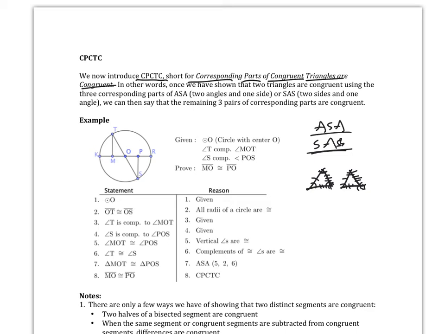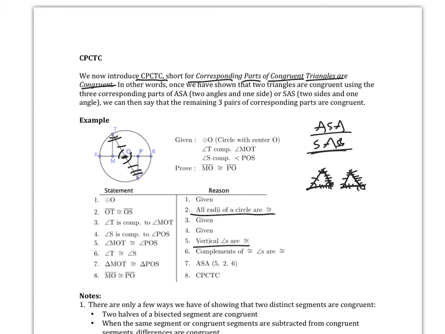Okay, so here we have circle O, center at O, and we know that OT and OS are congruent because all radii of a circle are congruent. Angle T is complementary to angle MOT, and angle S is complementary to angle POS, that's given. And we have that angle MOT is congruent to angle POS, and that's because vertical angles are congruent, which means that these two angles at T and at S are also congruent because complements of congruent angles are congruent.